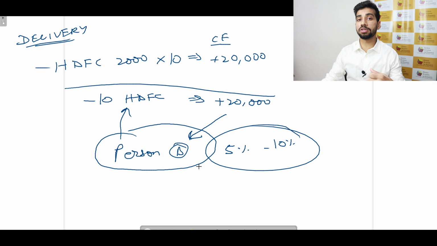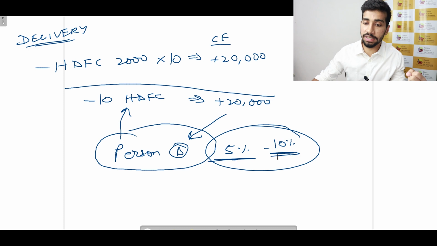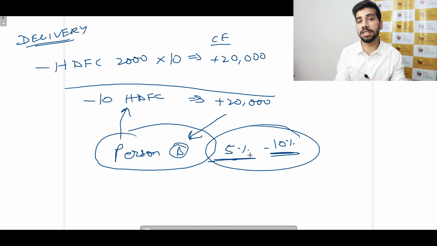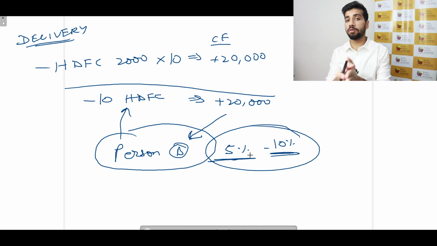So this is of course a very, very big penalty, especially if we are looking at intraday. Intraday, even if you lose 1 or 2%, that is also huge. So 5 to 10% is a very, very big amount. So make sure you never ever do this mistake. Never sell the shares which you don't have for more than 1 day.